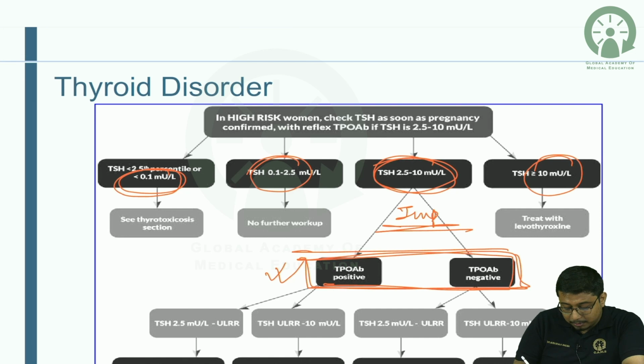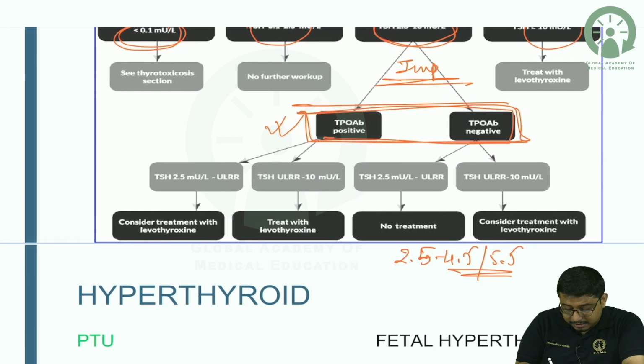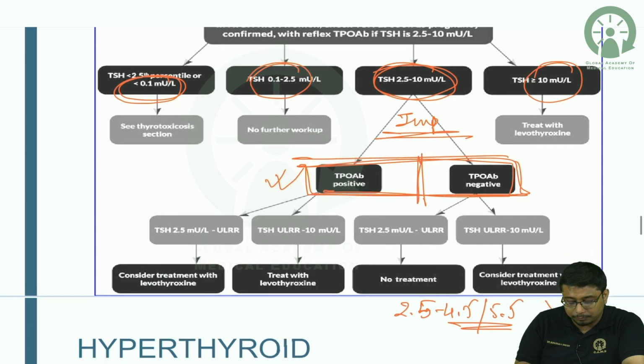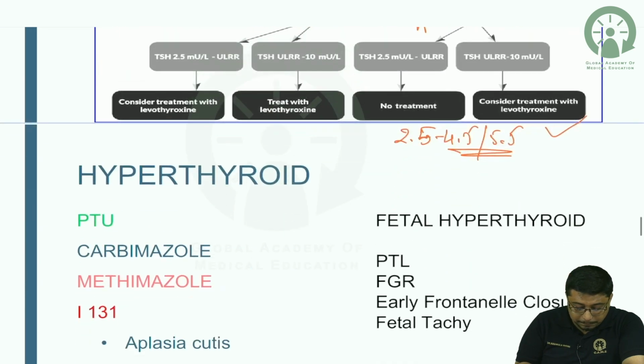If it is antibody negative, then between 2.5 to 4.5 or 5.5, somebody says. So this is controversial, this will not be asked. Between this range you need not treat, but beyond this range you might consider treating. So basically, when you find something in the range of 2.5 to 10, to understand whether we have to give the medicine or not, we have to do the TPO antibody.